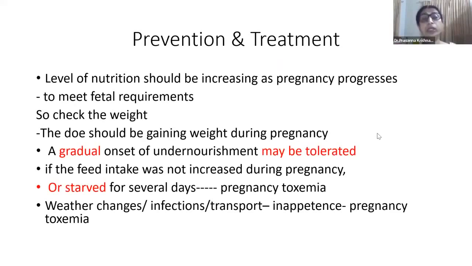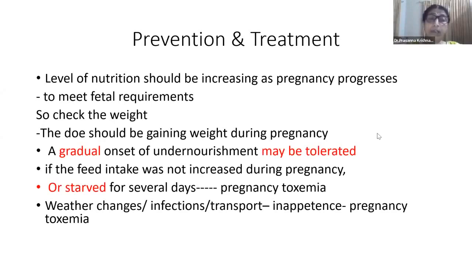The level of nutrition should increase as pregnancy progresses. The fetal demands increase, so to accommodate that increasing demand, we have to increase our nutrient supply also. How can we check whether we are giving sufficient nutrients? At different stages of pregnancy, we need to check the body weight of the animal. It should be gaining body weight during pregnancy.